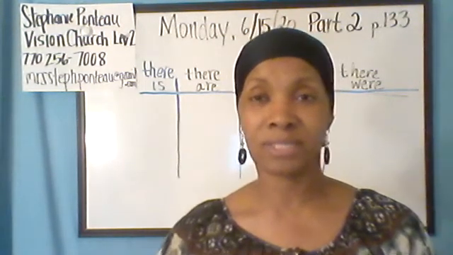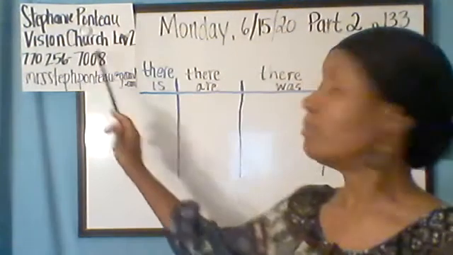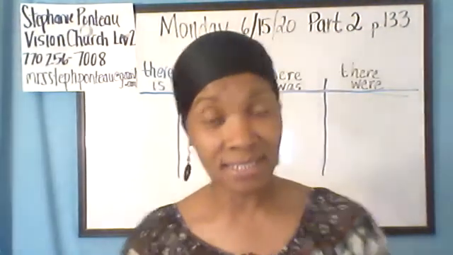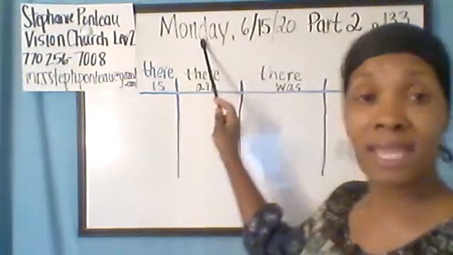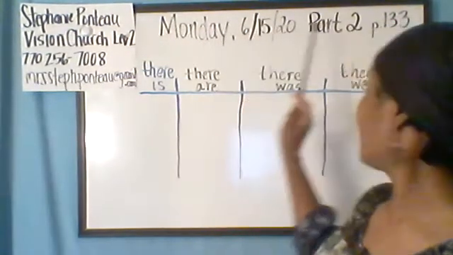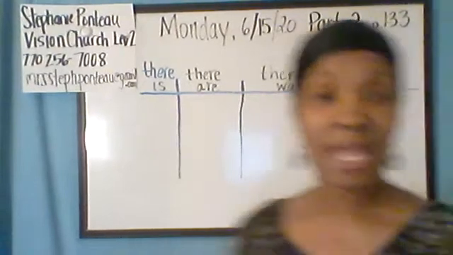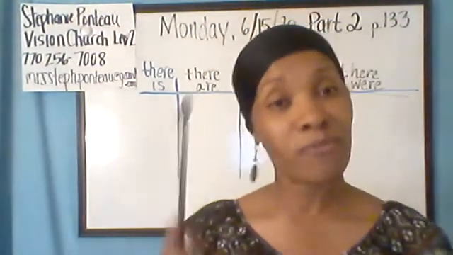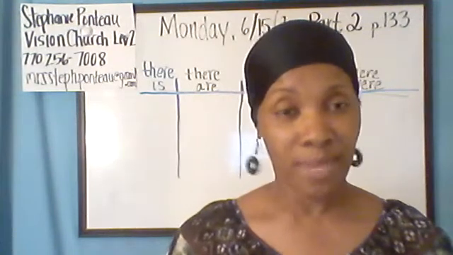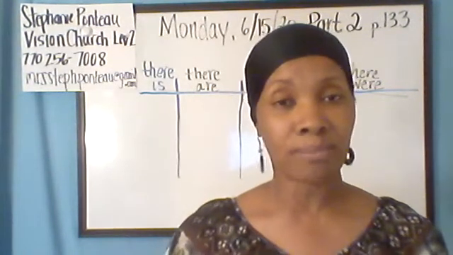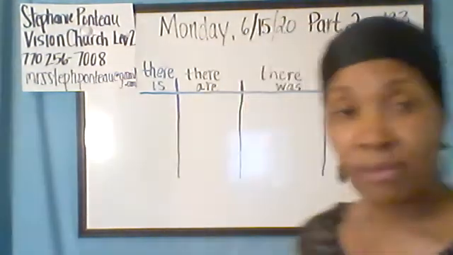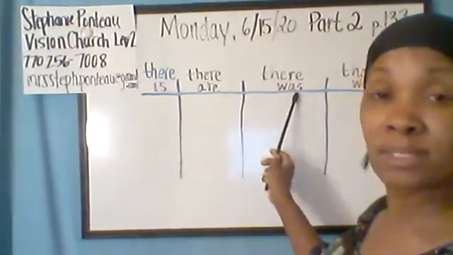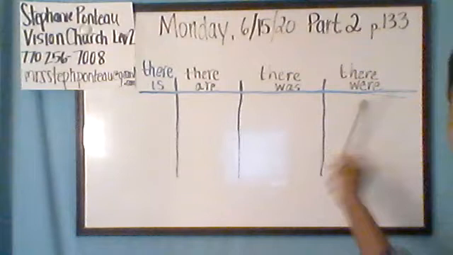continue practicing your English. So, as you all know, this is the Vision Church Level 2 English class, and today's lesson is the lesson for Monday, June 15th, and this is part 2 of our lesson. And we're on page 133 in your student book. But before you turn to the page, I want to talk about there is, there are, there was, and there were.